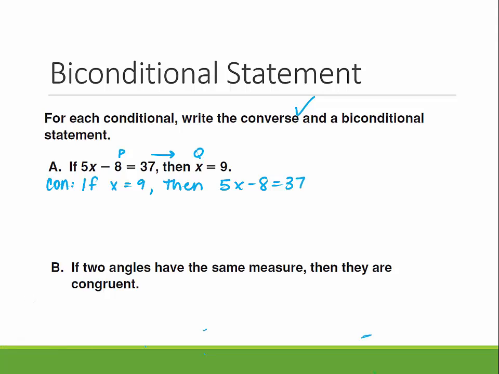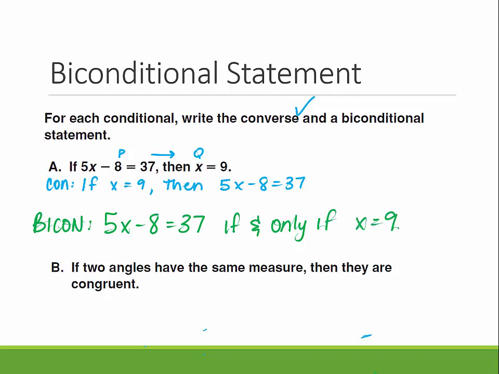So the biconditional statement combines those two and says 5x minus 8 equals 37 if and only if x equals 9.